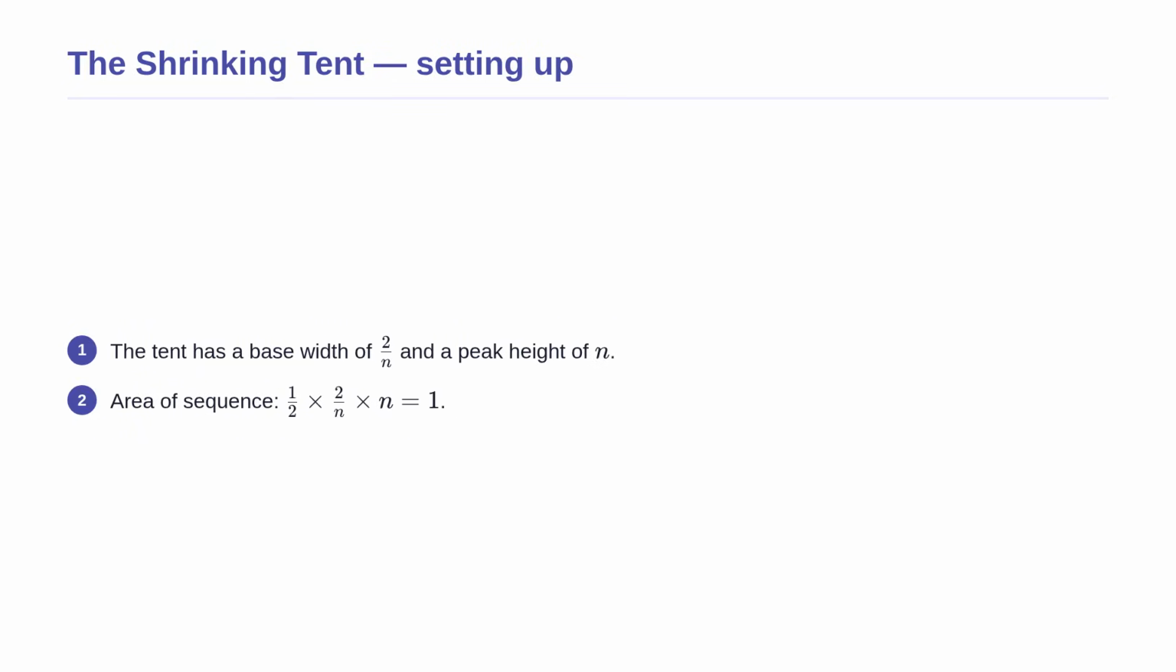Let us see what happens if we try to swap the limit and the integral for this shrinking tent. First, we calculate the area of this triangular tent at any given step n. Using basic geometry, the base is 2 over n and the height is n. When we multiply them together with the 1/2 from the triangle area formula, the n variables completely cancel out. This means the area under the curve is exactly 1 for every single step in the sequence. So the limit of these areas is simply 1.